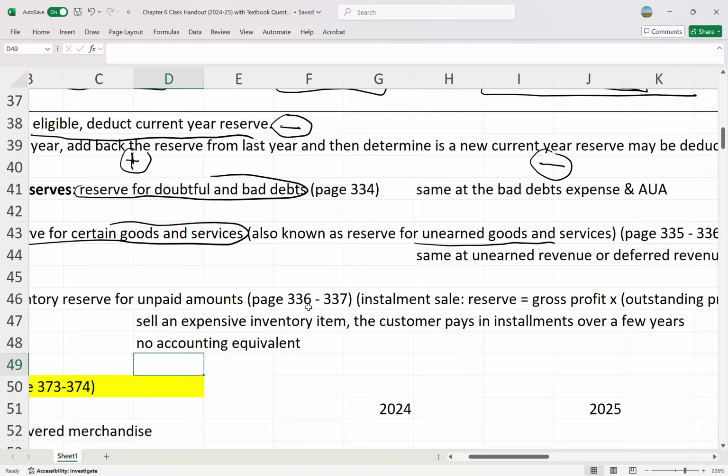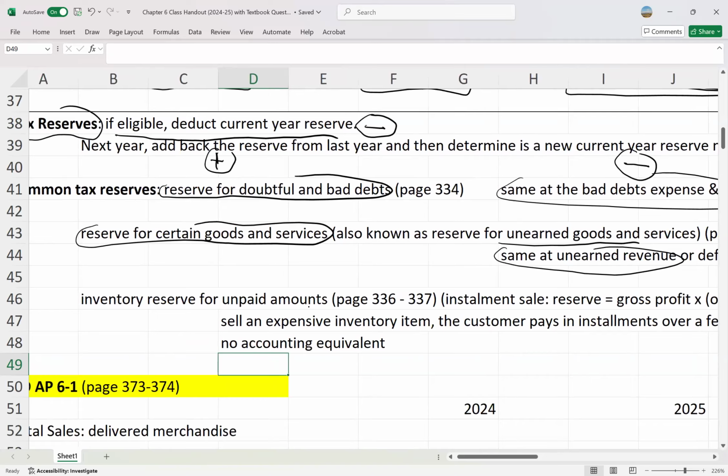So for the first two, the reserve for doubtful debts, treat it the same way as the bad debts expense. The reserve for unearned goods and services, treat it the same as unearned revenue. So the first two, the tax treatment and the accounting treatment are the same. But for the third reserve, there's no accounting equivalent. So if you're qualified, you'll get the reserve for tax purposes, but not for accounting.